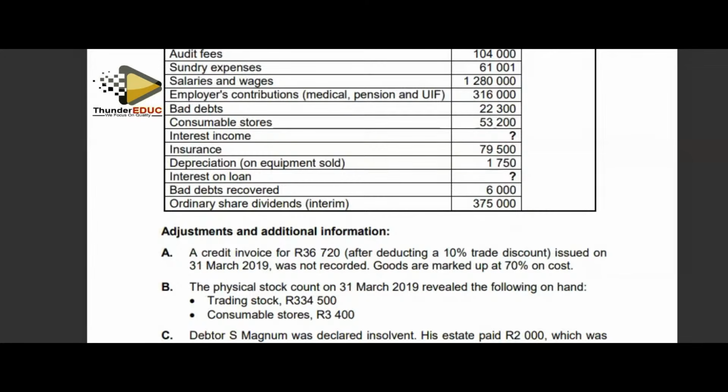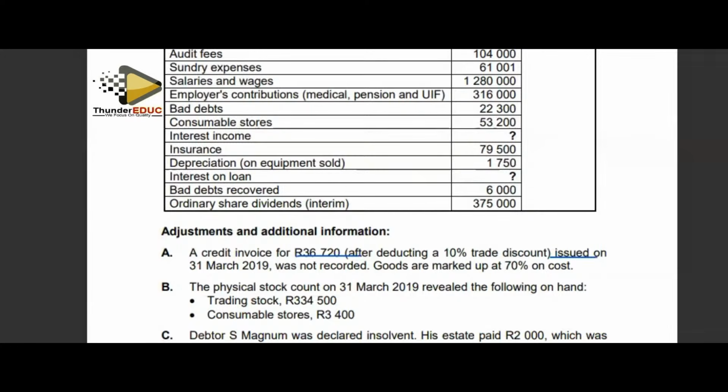A credit note for 36,720 issued on 31 March was not recorded. Goods are marked up at this. So we issued a credit what? Note. To who? So this is our credit note of how much? 36,720, right? So if we issue, remember there is a word issue, which means we are the one who gave the credit note. So when do we issue the credit note? We issue a credit note to our customers, telling them, these are our debtors, okay?